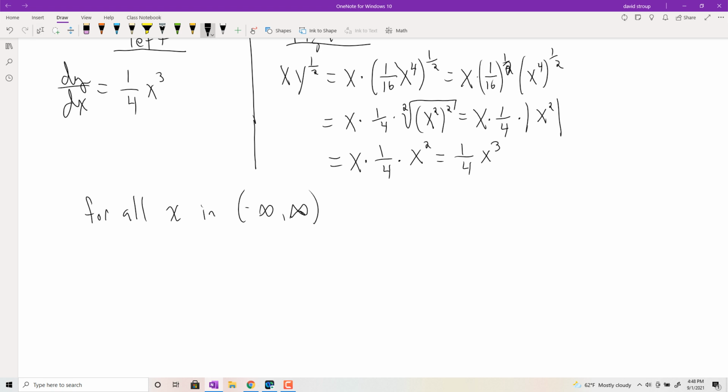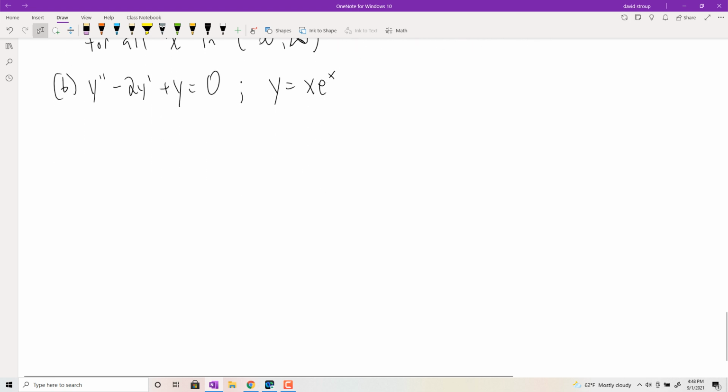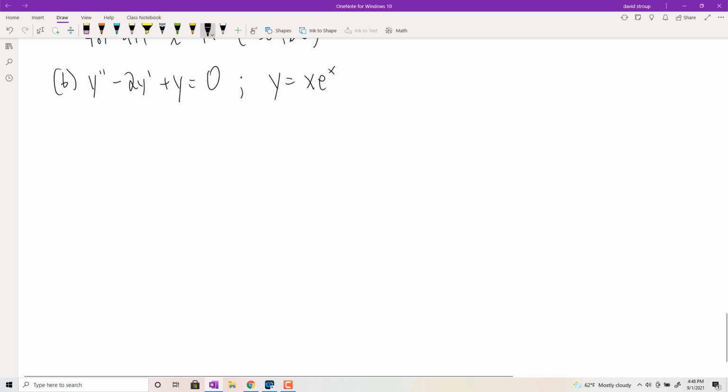Let's look at one more, part B here. So we've got y double prime minus 2y prime plus y is 0. And then they say the solution is x e to the x. Okay, so again, I just want to show that this thing satisfies the differential equation. Again, I'm going to build up to the order of the differential equation. So the first derivative, I have to do a product rule. So derivative of x is 1, e to the x, plus leave x alone, and then derivative of e to the x is e to the x.